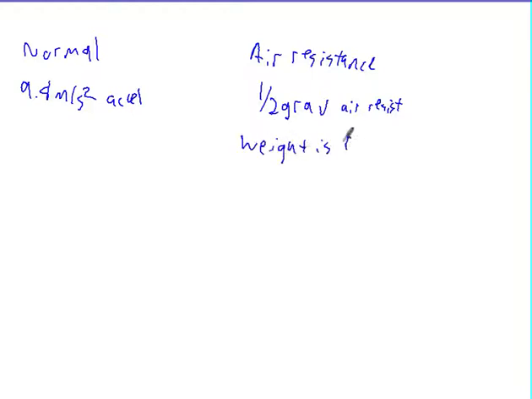9.8 is the acceleration, right? Or if you look at it this way, 9.8 newtons for every kilogram. Obviously, a person doesn't weigh a kilogram, right? You're going to weigh a lot more. So half of gravity is how much air resistance there is.